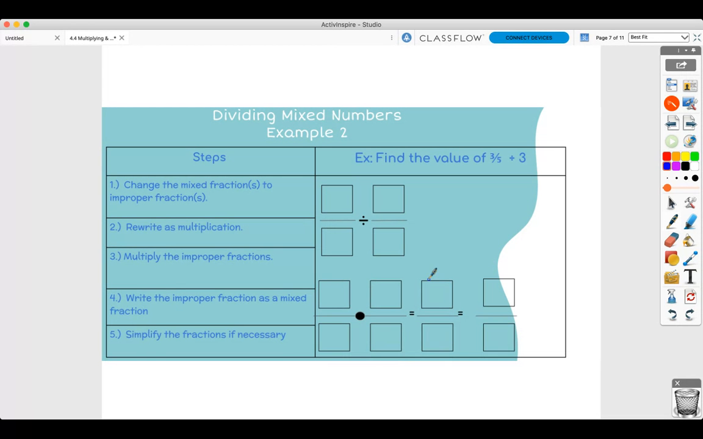Let's try another practice problem. So 3/5 is already a fraction, we keep it the same. 3 is written as a fraction as 3 over 1. So we don't have to change any mixed fractions... Actually, we do. No, we're fine. 3 over 1. And now we keep the first fraction, multiply, and then change, take the reciprocal of the second fraction.